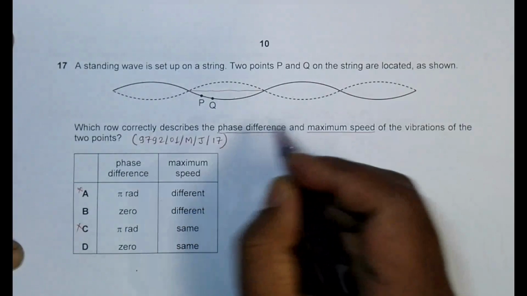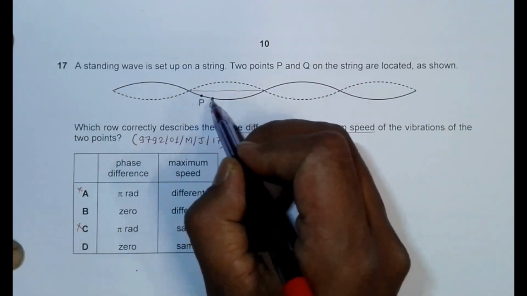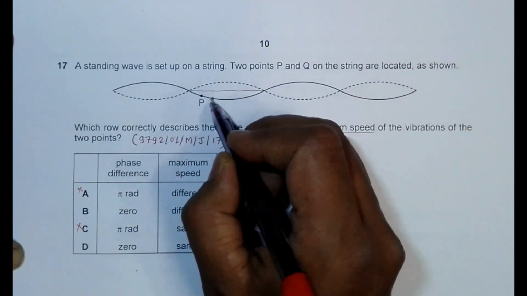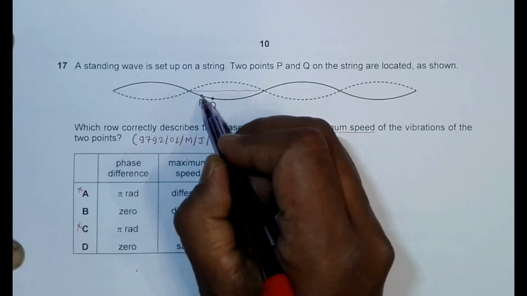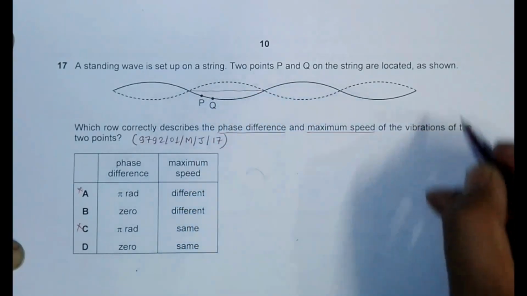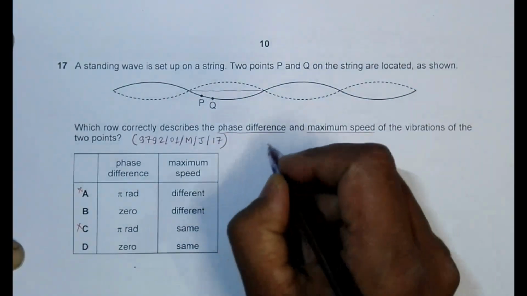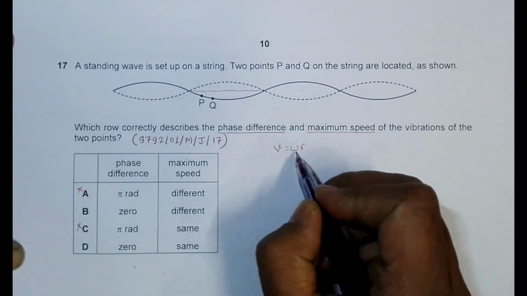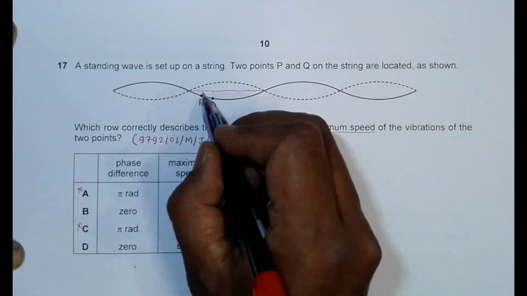Now regarding the maximum speed, they are at their maximum amplitude here. At this point, they are at zero position, zero velocity. When they go towards the mean point, the amplitude of this one is higher and this one is lesser. The equation is v equals omega r, where omega is the angular velocity of the wave and r is the amplitude. So this amplitude is higher than this amplitude.